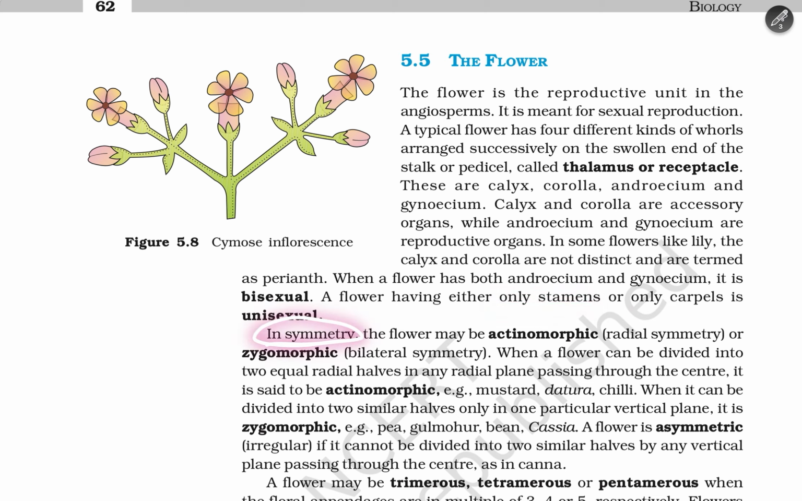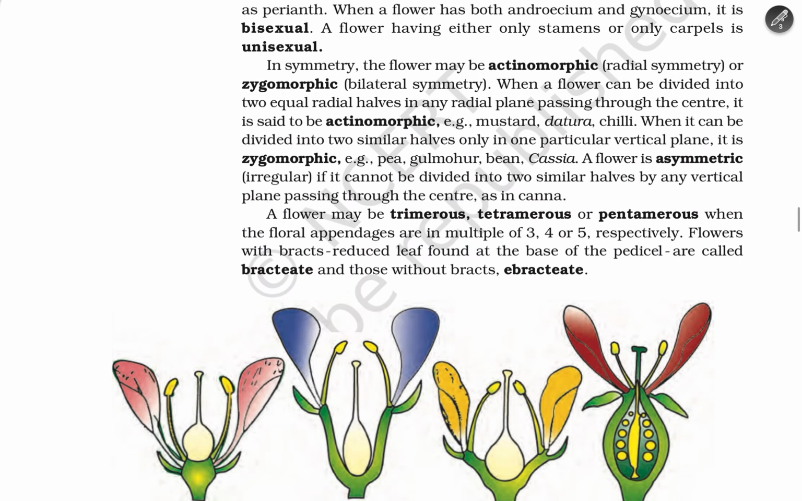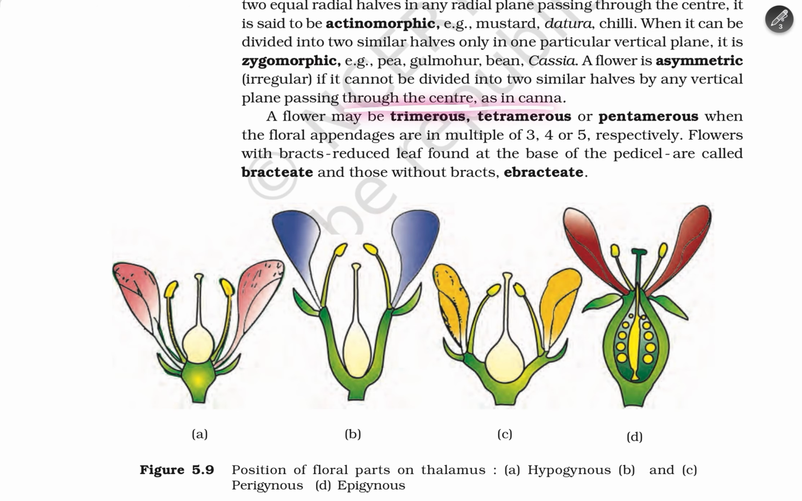In symmetry, the flower may be actinomorphic, radially symmetric, or zygomorphic, bilaterally symmetric. When a flower can be divided into two equal radial halves in any radial plane passing through the center, it is said to be actinomorphic, as in mustard, datura, and chili. When it can be divided into two similar halves only in one particular vertical plane, it is called zygomorphic, as in gulmohar, bean, and cassia. A flower is asymmetric, irregular, if it cannot be divided into two similar halves by any vertical plane passing through the center, as in canna.